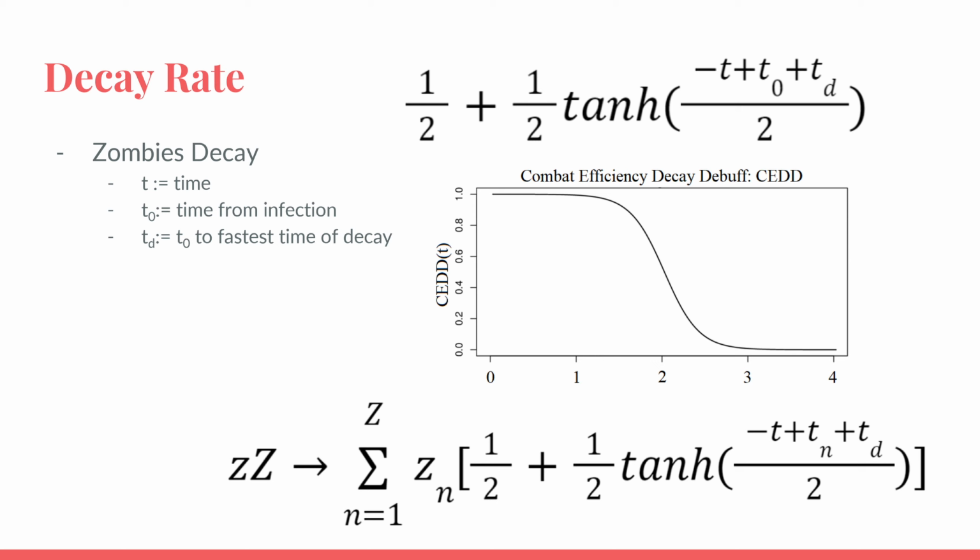It is important to note that this debuff does not apply to the zombie population as a whole. It applies to each zombie individually. Thus, the equation at the bottom of the screen represents the rate at which the zombie population decays.